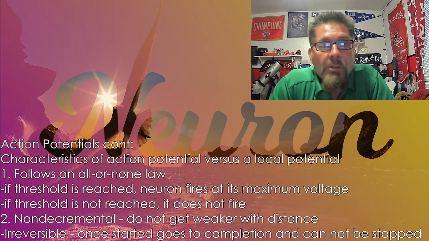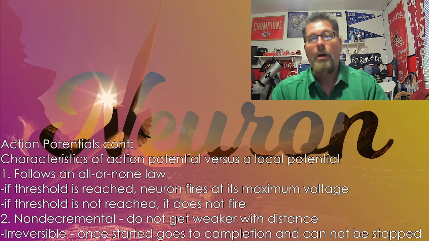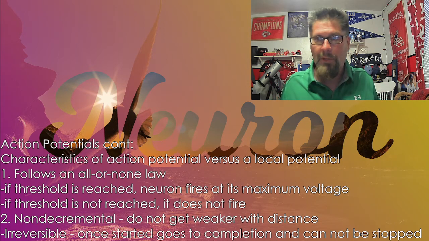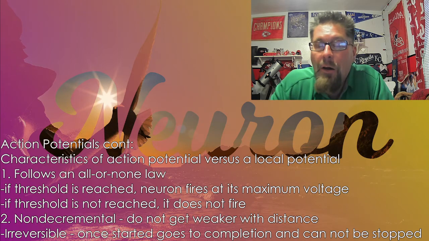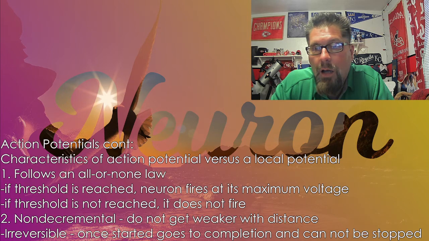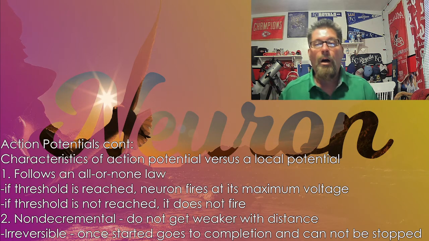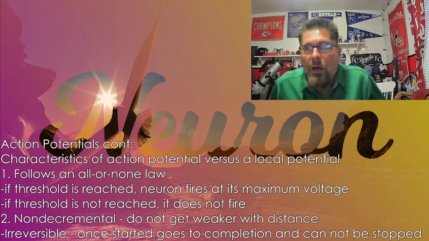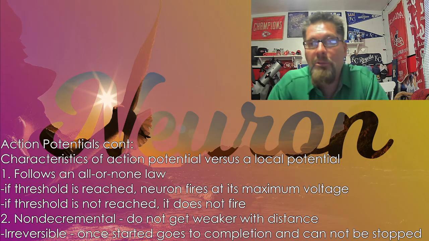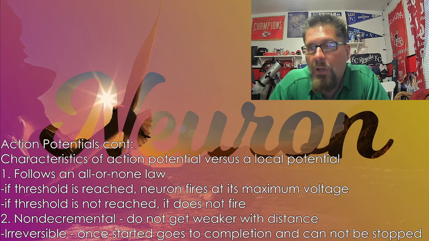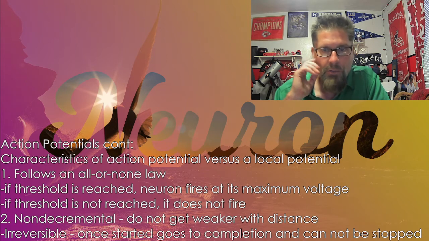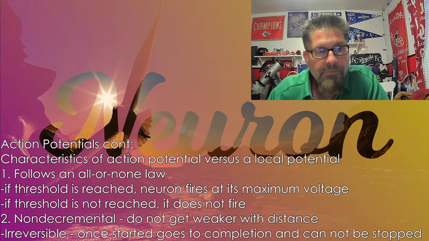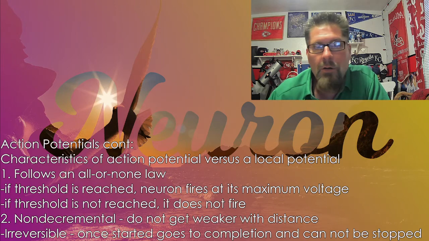So the characteristics, especially when we want to compare local potential and action potential. Action potential is all or nothing. What that means is that if it's going to fire, it fires. And if it doesn't have enough energy, then it does not fire at all. Local potentials were decremental, meaning the farther away they get, the weaker they get. Action potentials are not that way. They're the same strength all the way down the axon and to the dendrites of the next neuron.